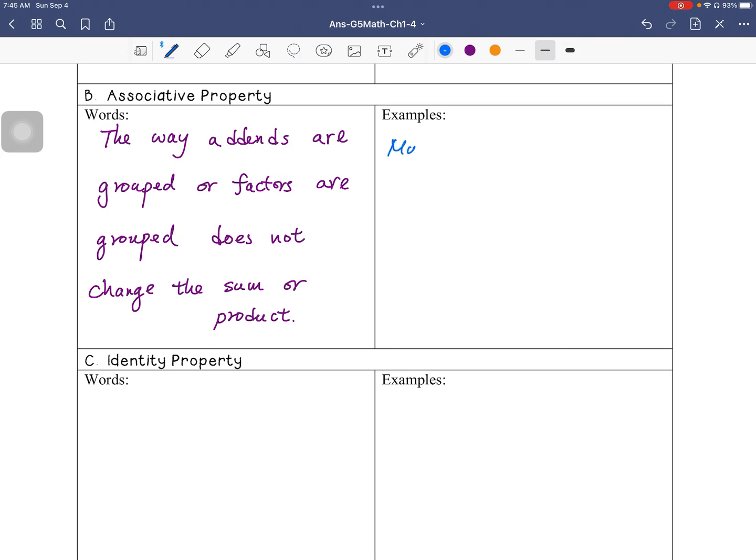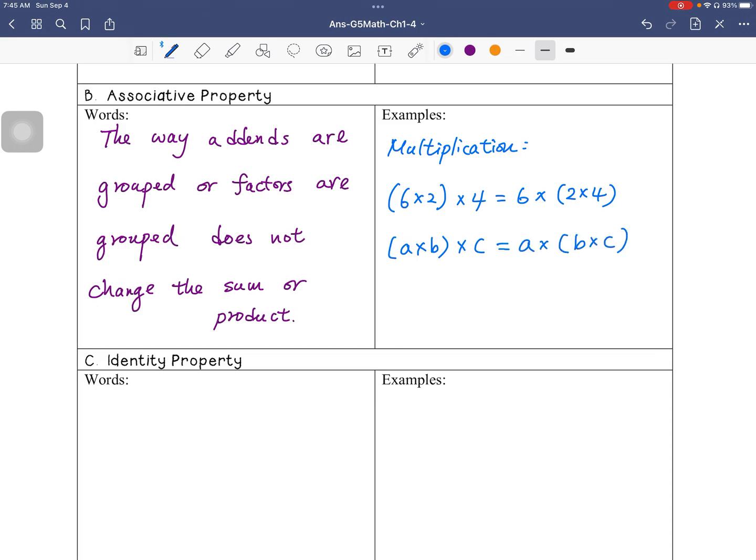So in multiplication, now I have 6 times (2 times 4) equals (6 times 2) times 4. And then I have A times (B times C) equals (A times B) times C.